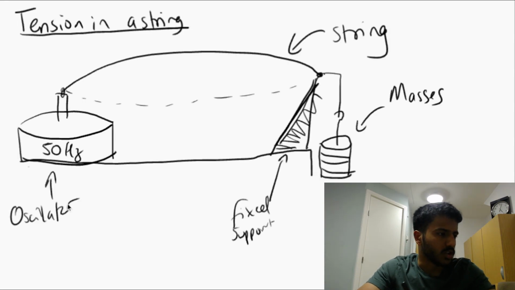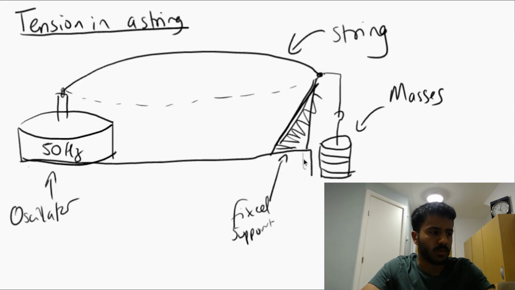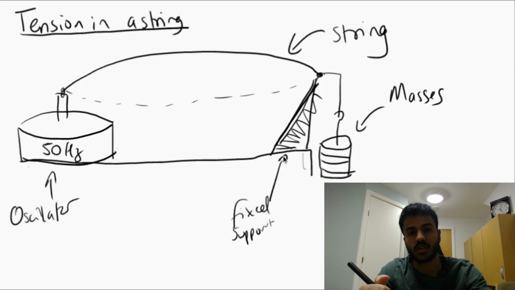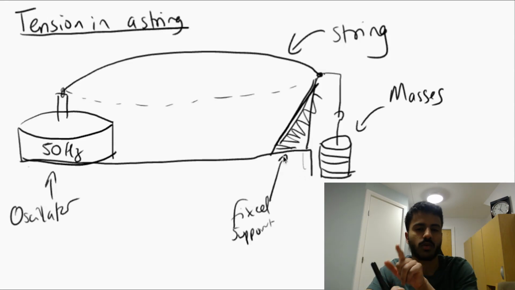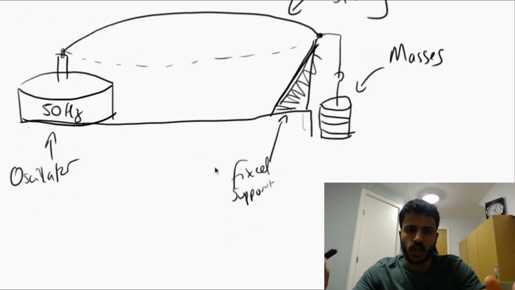You have this oscillator, which will vibrate at a frequency that you can set it at, which will then cause the string to move up and down and oscillate. What you have here is a fixed support at the end, and as we know, this wave will get sent from the oscillator and will get reflected back from this fixed support and will therefore produce a standing wave. And you have some known masses added at the end of the string in order to change the tension produced in the string. What you're going to do in this experiment is vary the tension in the string by varying the mass that you add onto the end of the string.